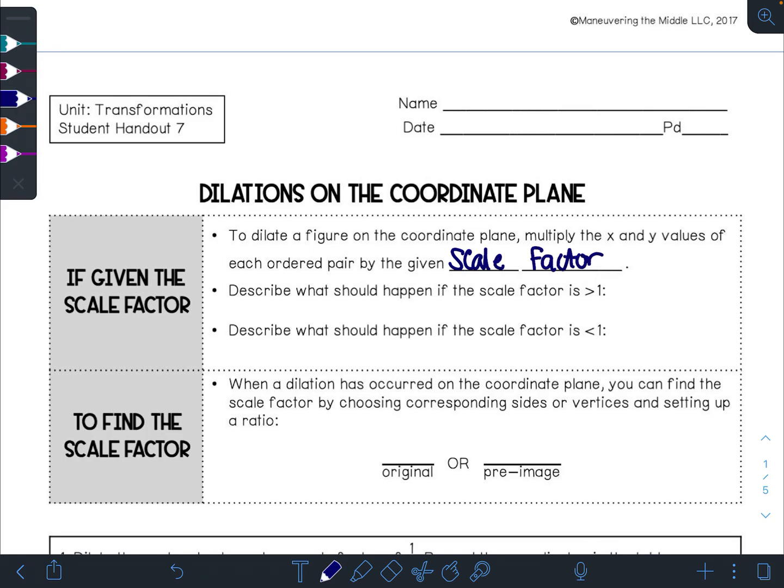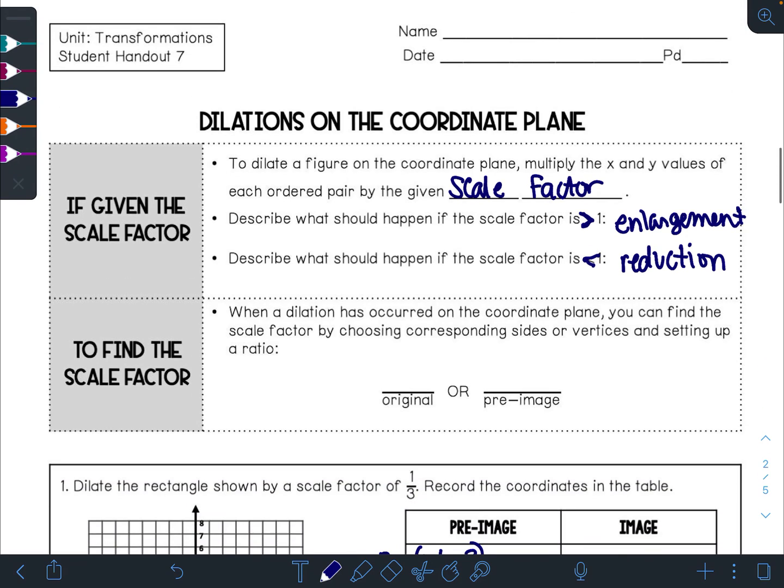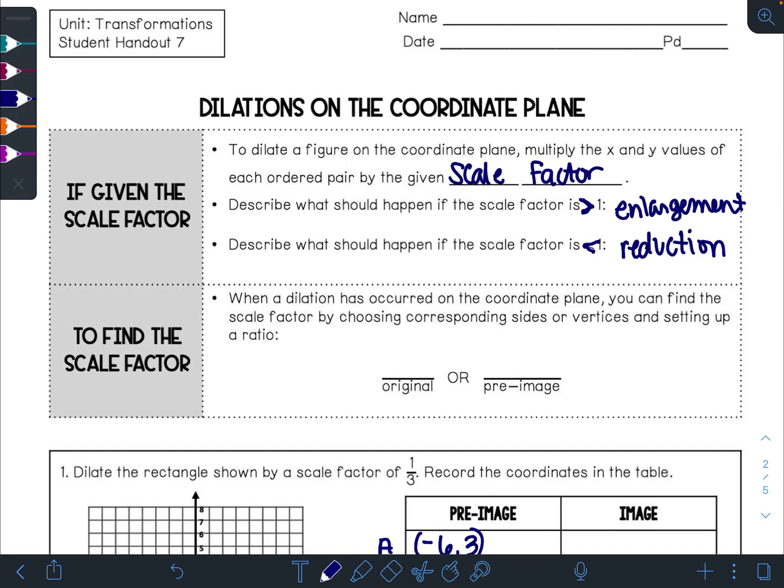Now, if my scale factor is greater than 1, it creates an enlargement. If my scale factor is less than 1, it creates a reduction. And I know I've said that about 8 times in the last 2 days, but you have to remember that if your scale factor is greater than 1, you get an enlargement. If your scale factor is less than 1, you get a reduction. And then we can find the scale factor by doing new over original, or the image over the pre-image.